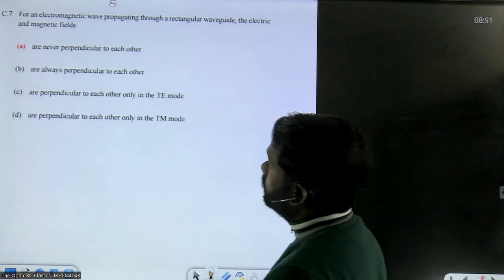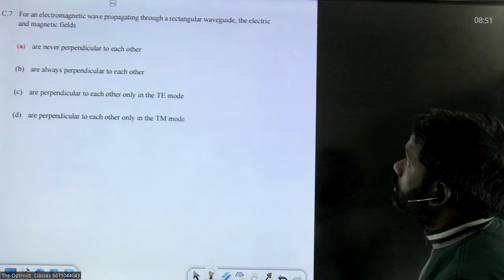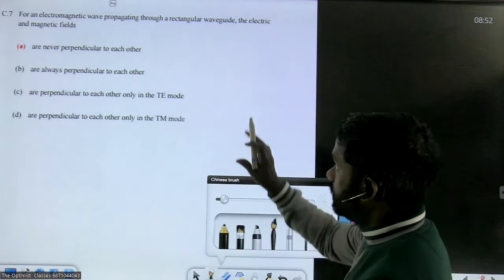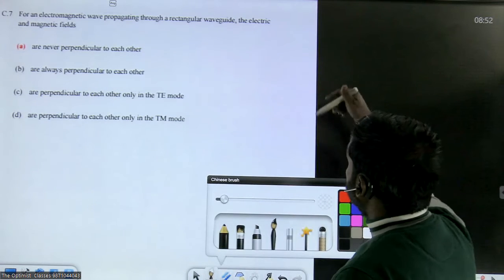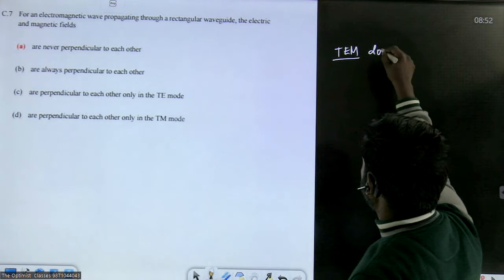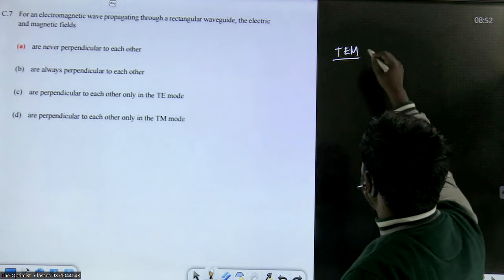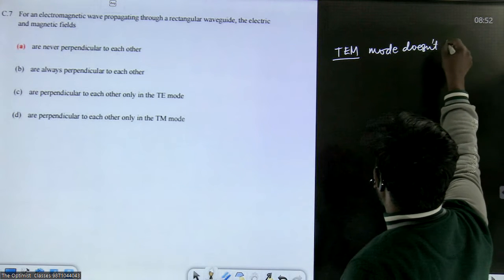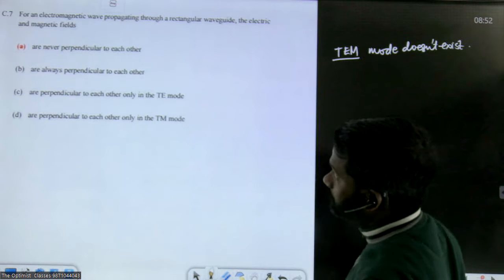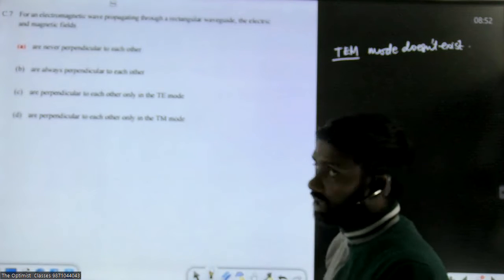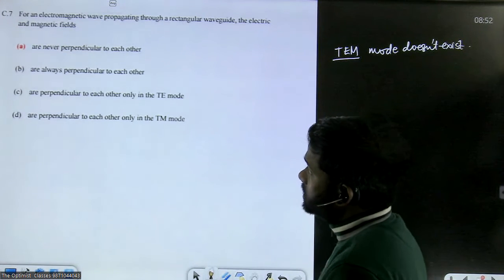Now it says for an electromagnetic wave propagating through a rectangular waveguide, the electric and magnetic field. Actually, we will assume that this is a hollow waveguide. We know that in a hollow waveguide, the transverse electric magnetic (TEM) mode doesn't exist. So that's why we say that they are never transverse. Transverse electric magnetic means both electric and magnetic fields are transverse to the direction of propagation and perpendicular to each other.